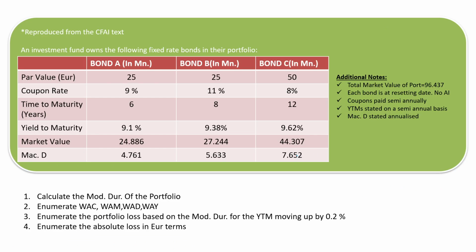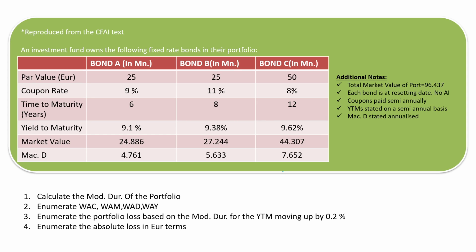Okay. So we take one more problem here, and it's fairly easy. The par values, and these are directly reproduced from the CFA text itself. The par values of bonds A, B, C are given. Coupon rates are given. Time to maturity is given. Yield to maturities are given. Market values and the Macaulay duration. All other measures are given.